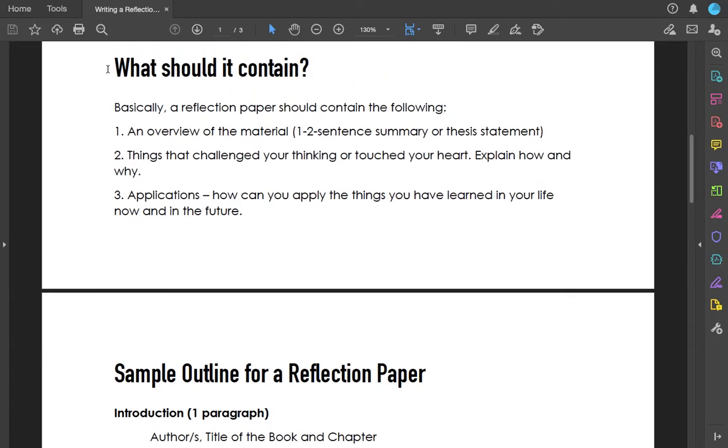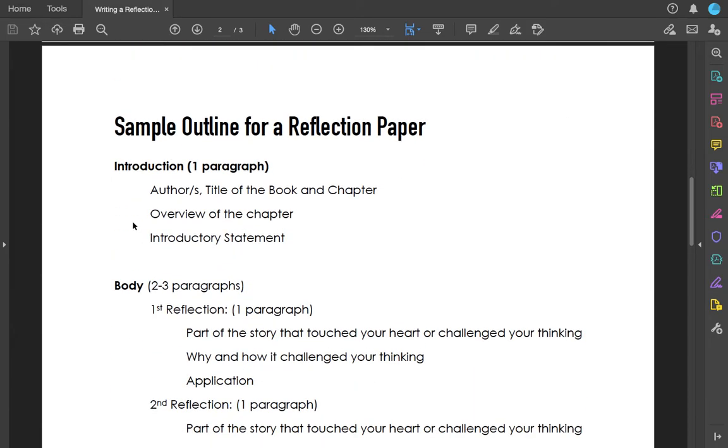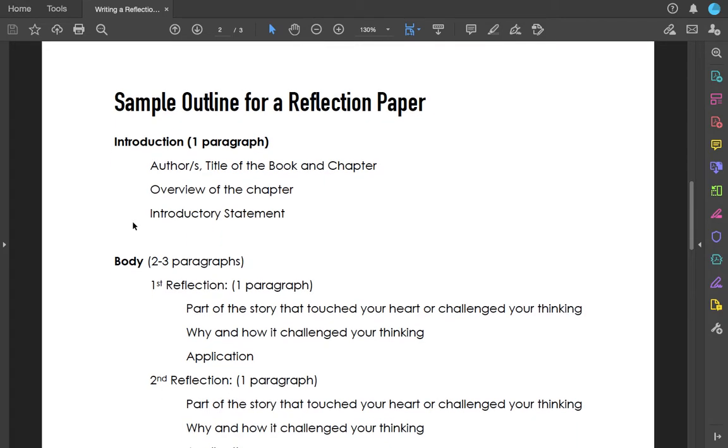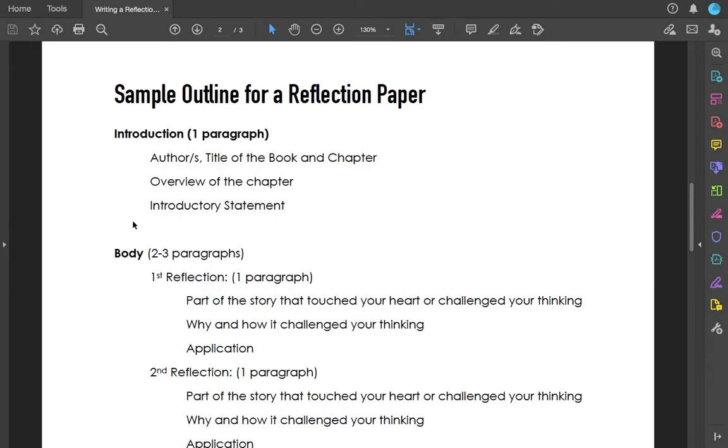Okay, this is more like a general guideline on what to write in a reflection paper, and this is more like a sample outline. It will depend on your professor and his preference. But let's look at the sample outline, because this is what I'm going to be asking you to do for your writing project number 5. So first is the introduction.